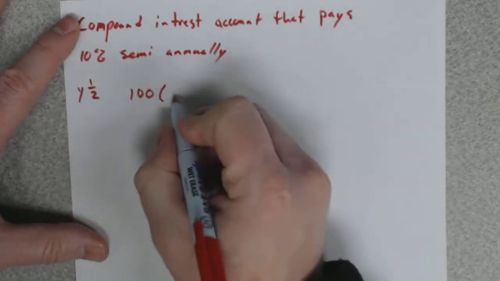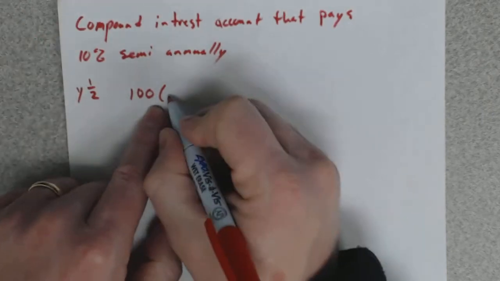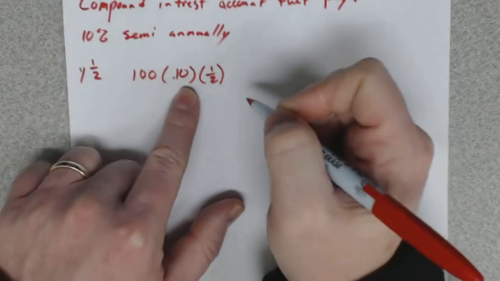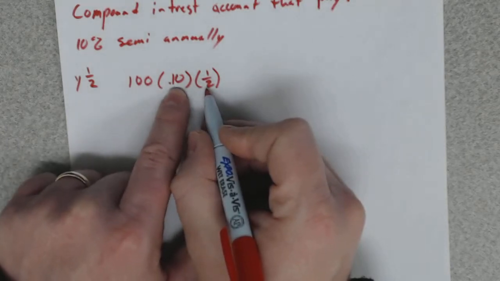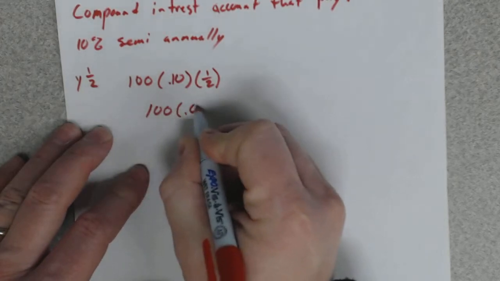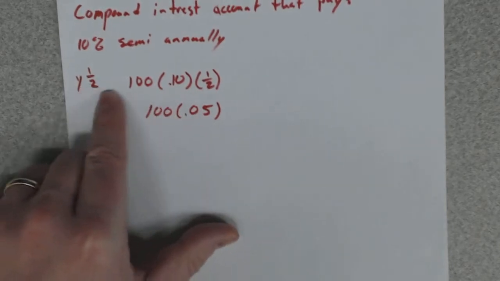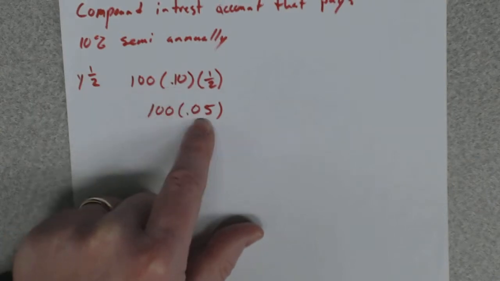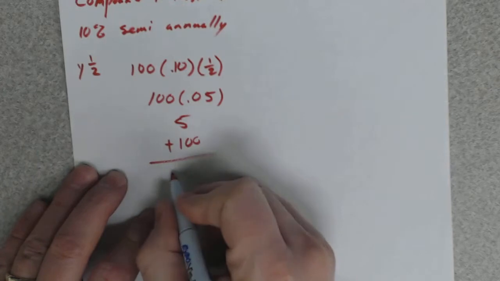100 times, so half a year goes by, and it's 10%, right? But only a half year has gone by. Well, what is 100 times 10%? Well, you can multiply these two guys first if you want to. 0.10 times a half is 0.05. So it seems to me like whenever I do these calculations, I take half of my rate to get $5, and then you add it back to your 100 like we did a second ago. You got 105.